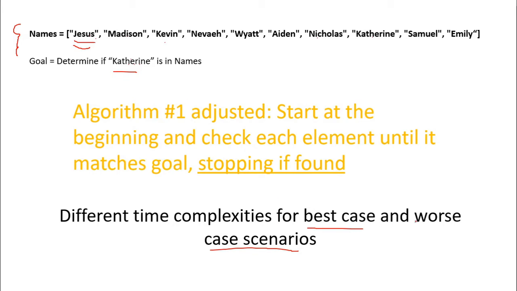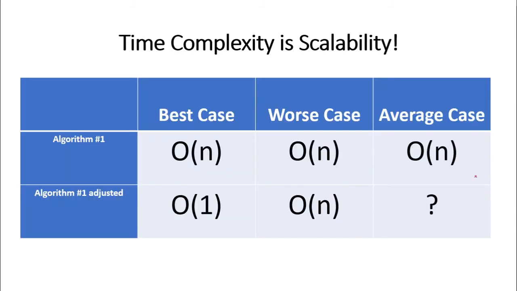Worst case scenario is obviously when Catherine's at the end of the list. Then you have to check through the entire list, and n is going to matter a lot, because if n is 3 million, then you've got to check 3 million elements before you find Catherine. So oftentimes with algorithms, there could be a different time complexity for different situations. And that's what we call best case and worst case scenarios. And then there's one more thing. We call it average case. And we'll talk about what average case means in a sec.